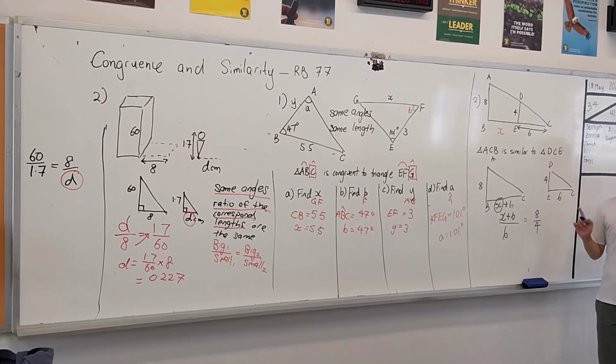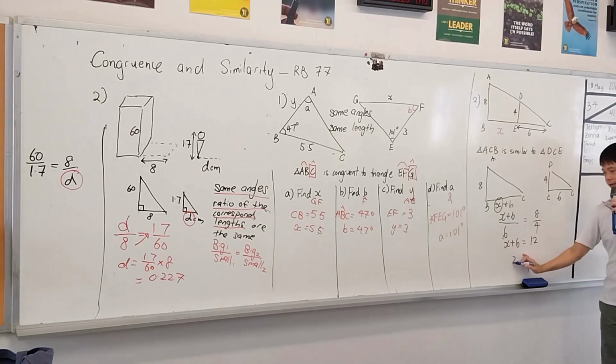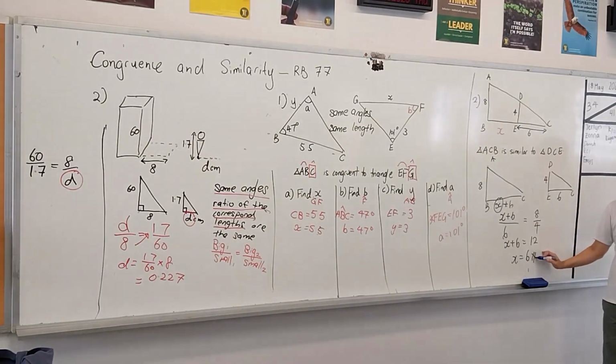Okay, and if we do basic algebra, cross multiply, X plus 6 equals, this is 2 only. So 6 times 2 is 12. And X equals 6.